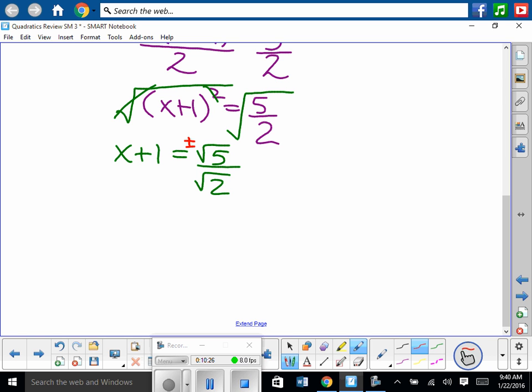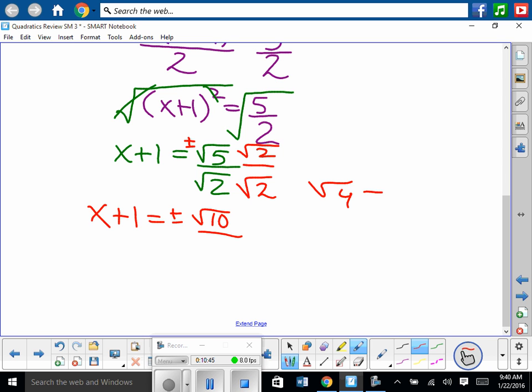Because there's a radical in the bottom, we have to fix it. So we multiply the bottom by the square root of 2 and the top by the square root of 2. So I have x plus 1 is equal to, on top I have, well, plus and minus, and then on top I have the square root of 10. Because they're both under the square root, you can multiply them together. And on bottom I have the square root of 4, which is 2. So now we have a 2.